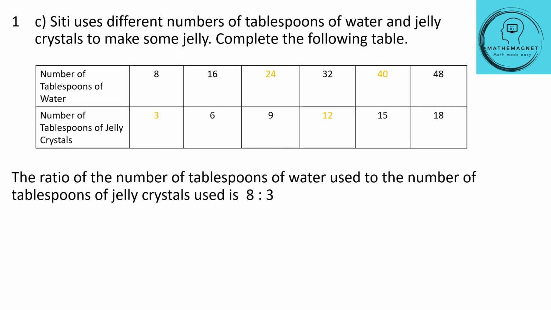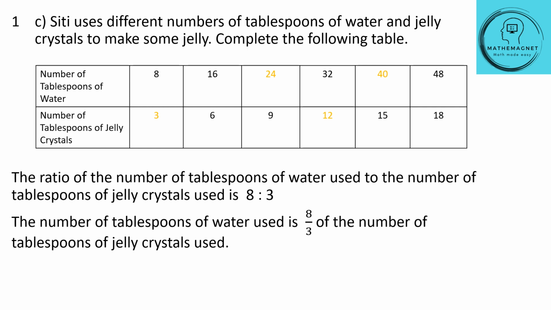Now the ratio of the number of tablespoons of water used to the number of tablespoons of jelly crystals used is 8:3. The number of tablespoons of water used is 8 by 3 of the number of tablespoons of jelly crystals used.